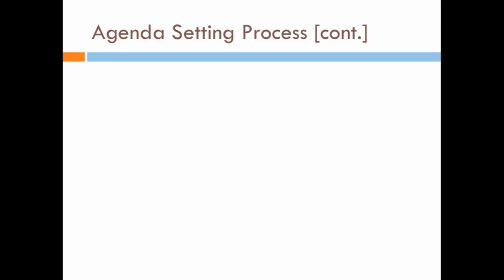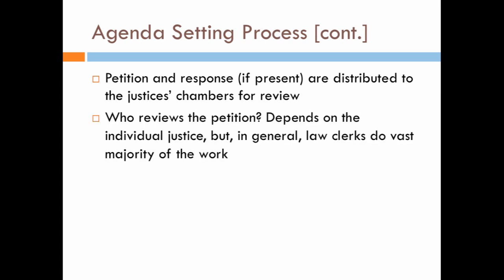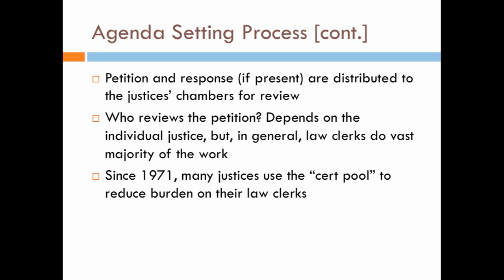The petition and any response are then distributed to justices' chambers for review. And who do you think reviews those petitions? Well, it varies somewhat across chambers. Generally, law clerks take on the burden of reviewing the cases and providing a summary of the case, including a recommendation about whether or not the court ought to grant or deny that cert petition. Remember that there are upwards of 9,000 petitions filed each term, so it's a massive workload to review all of those petitions. Since 1971, many justices use the cert pool to reduce burdens on their law clerks. This is an interesting process that we're going to spend several minutes dissecting in a little bit of detail.